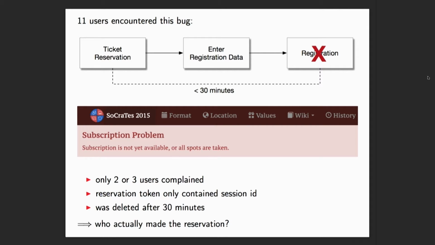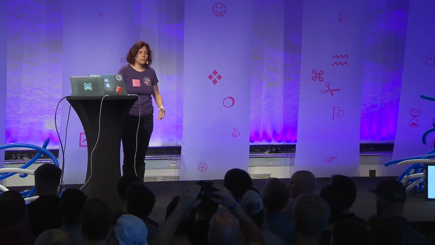We had no idea who they were. The reservation token only contained the session ID of the browser, which is not exactly helpful to identify somebody. And also it was deleted after 30 minutes, because that's how this process was supposed to work. Free up the spot after 30 minutes. So we had no idea who those people were that made the registrations, and probably they were pretty disappointed that it didn't work out, although they didn't make any mistakes in the process.